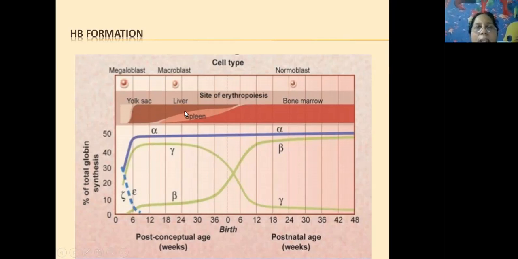In the fetal life, though the bone marrow starts erythropoiesis, the liver and spleen also do their job. And before that, it is the yolk sac. And before the alpha chain forms, it is the epsilon and the delta. So we have different types of chains, different areas. This is very important to know thalassemia.